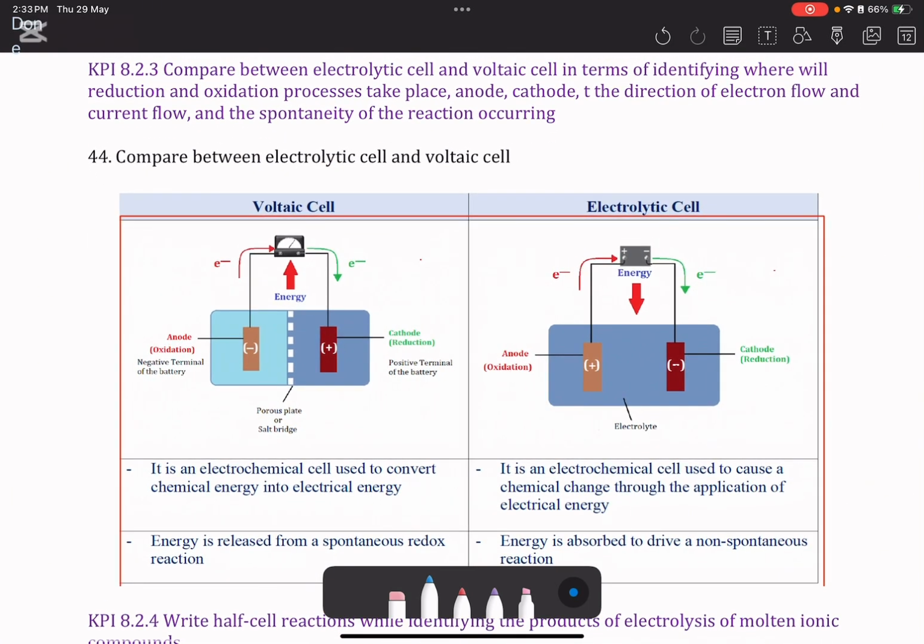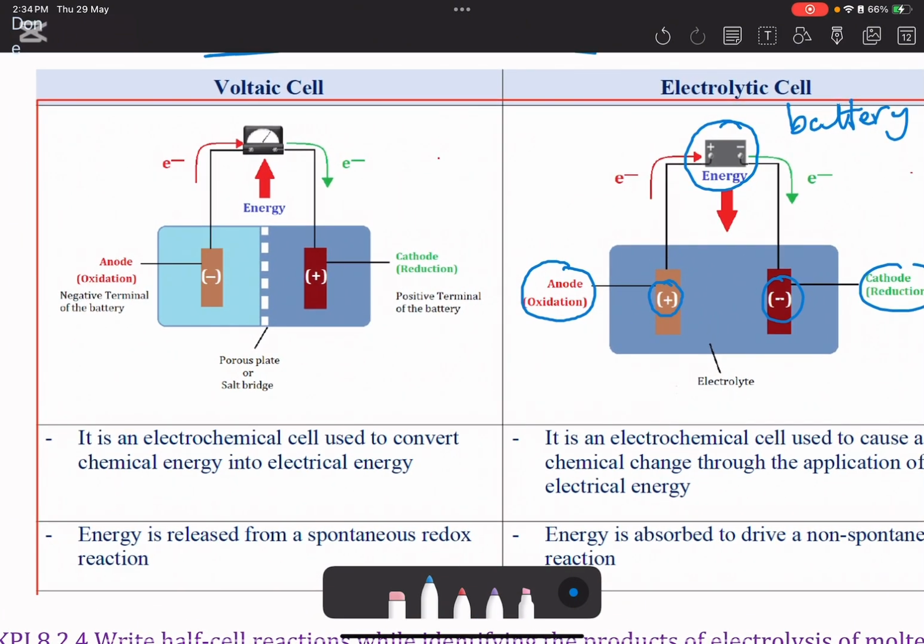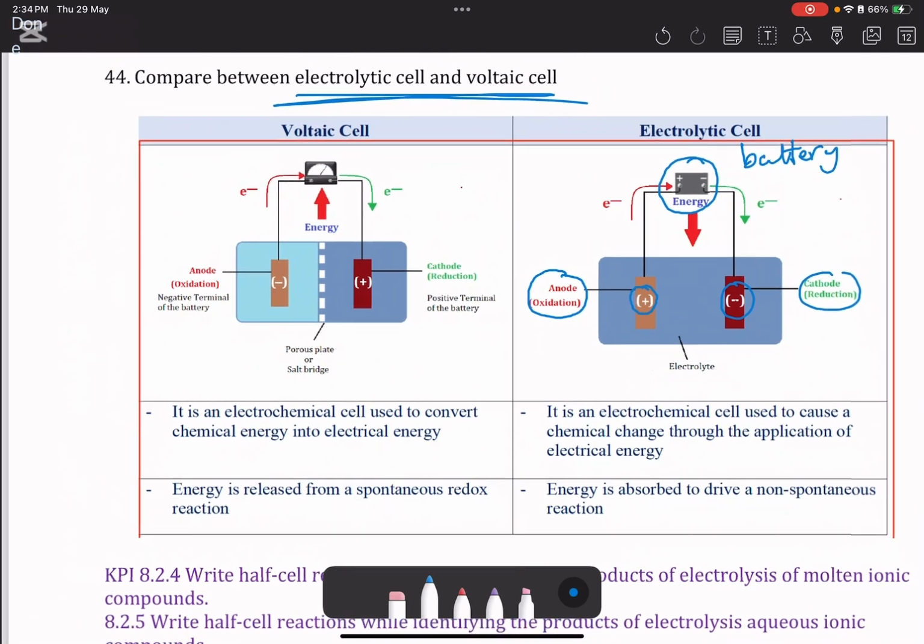Next, comparing between electrolytic and voltaic cell. 3 important differences between electrolytic and voltaic cell. In electrolytic cell, we need a battery, so a power source is required. In the voltaic cell, we don't need a battery. Now, in the electrolytic cell, the anode is the positive electrode and the cathode is the negative electrode, whereas in the voltaic cell, anode is the negative, cathode is the positive.